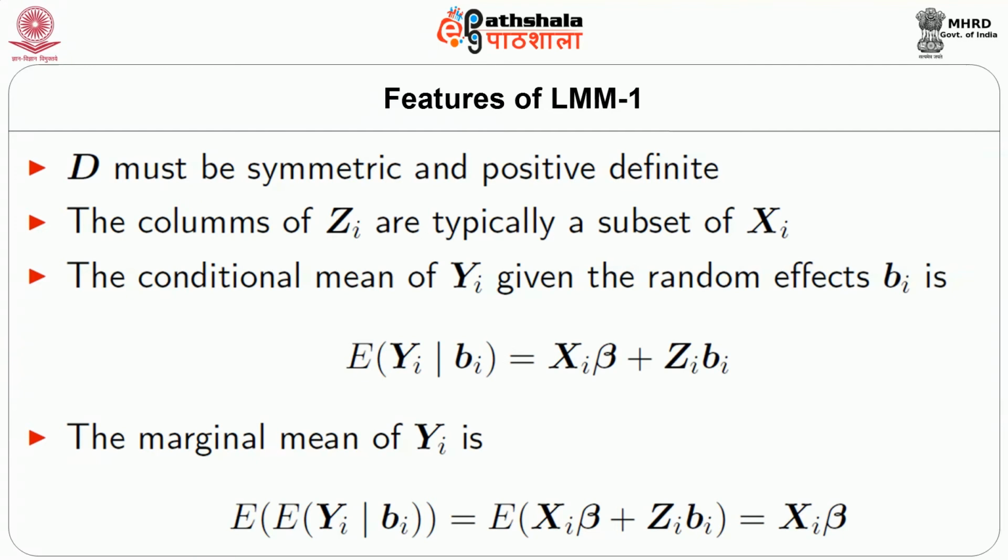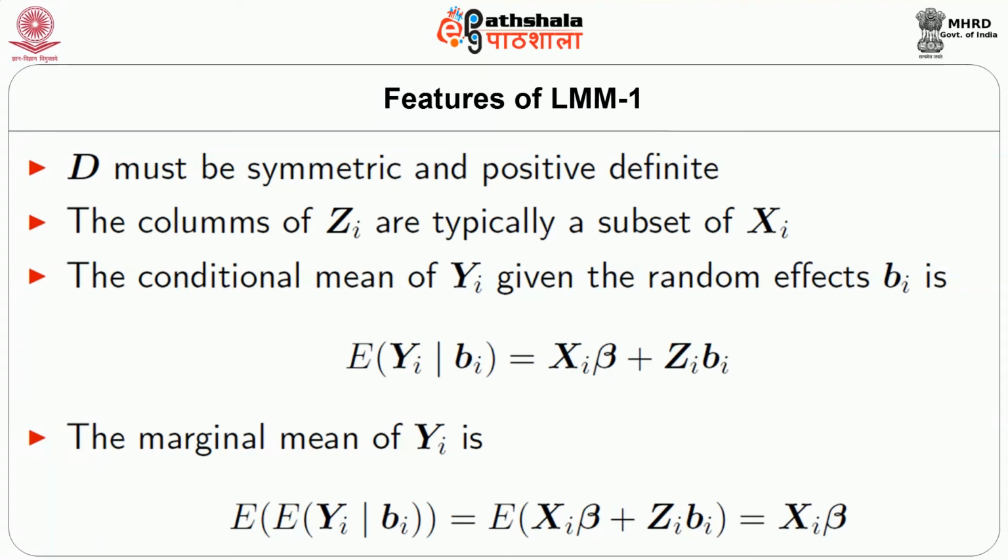So what are the features? Now D being a variance covariance matrix should be symmetric and positive definite. The columns of Z are typically a subset of Xi. Now we see in the random intercept model the Zi is nothing but a column of 1s. In the random slope model, Zi is nothing but a column of the observed time points, that is Ti1, Ti2, up to Tik. And in a random intercept, random slope model, Zi is nothing but Xi, where Xi is the design matrix of fixed effects having an intercept and time.